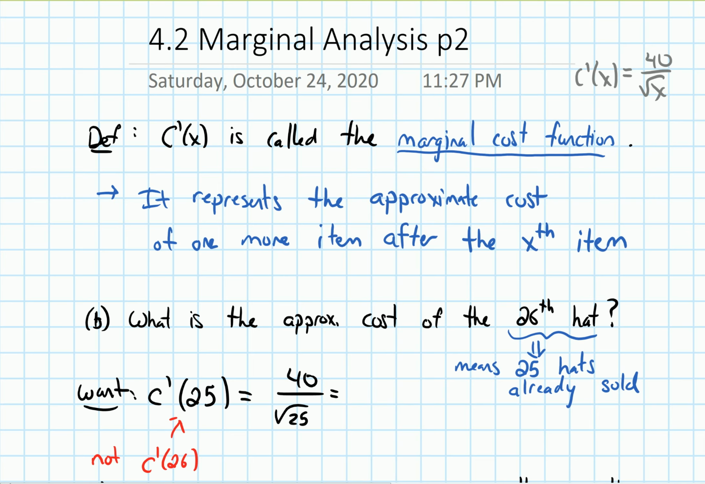Oh, sorry, I think I miswrote this. I think this should be 20 on the numerator. Okay, so this is 20 divided by 5, which is 4. And the units are dollars. Okay. So having the derivative function gives me a really quick way to approximate the cost of one more item.